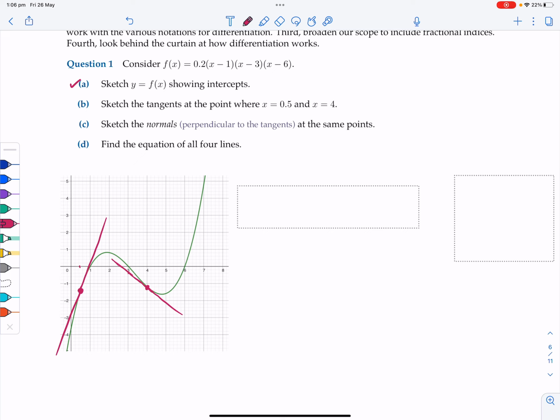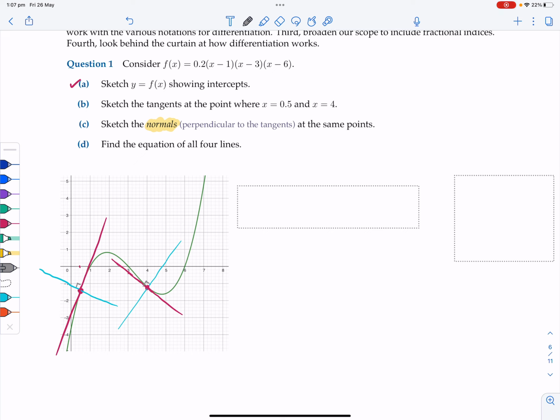Naturally enough, we're going to find the gradients of those tangents. We're also going to find the equations of the tangents. We're going to sketch the normals. All right, so the normal is perpendicular to the tangent. So here's the normal at that point, and here's the normal at that point. Normal is perpendicular to the tangent at that same point. I don't like the fact that we do normals. I don't know why they're called normals. I don't know why we care about them. Whatever, we have to do them.